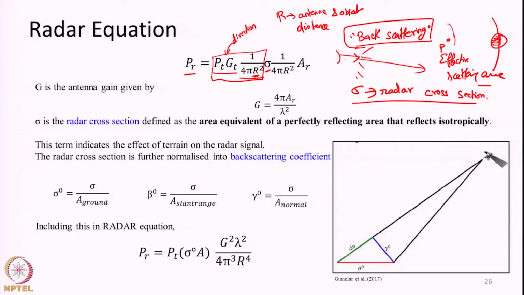So, some amount of power is reflected back by this particular object and it has to again travel back. After reflection it will start spreading again. From this particular small area it will start spreading all over again. This term 1 by 4 pi r square accounts for that spreading loss in the return direction, and AR is the area of the antenna that is receiving the signal.